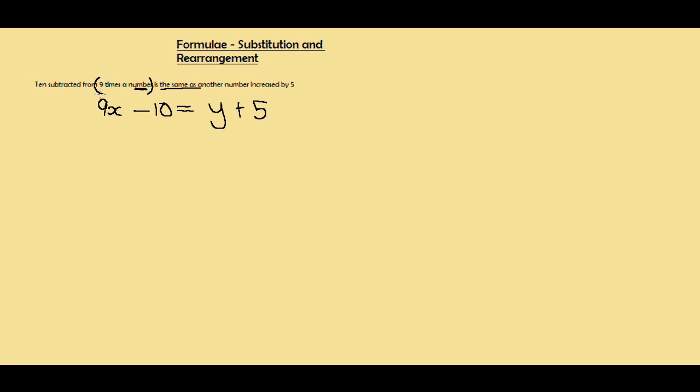I mean, 10 subtracted from 9 would be 9 take away 10, but 10 subtracted from 9 times a number is 9x take away 10, as we've done. So it's quite useful to have a bit of practice at those. It was worth having a little talk anyway. So now we're going to look at some substitution.